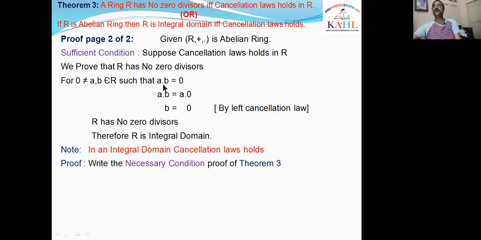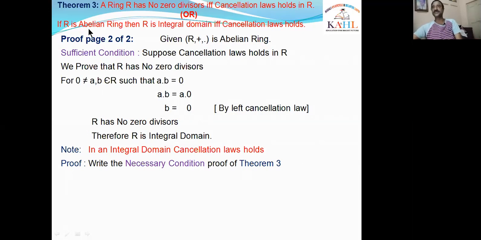Okay, students, we have taken that AB equal to 0 and we have got B equal to 0, and A is not equal to 0. In that product, one of the elements must be 0. But A is not equal to 0, we have taken, so the other element B is 0. That's why R has no zero divisors was proved. Therefore, R is an integral domain. How can we say that R is an integral domain? With that element only, R has no zero divisors, with that condition proving.